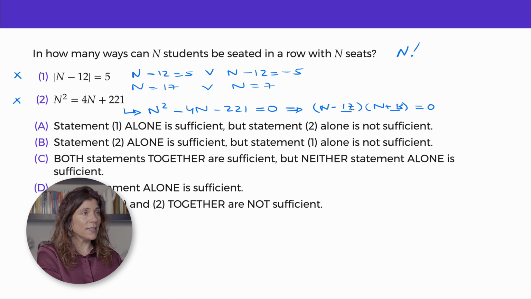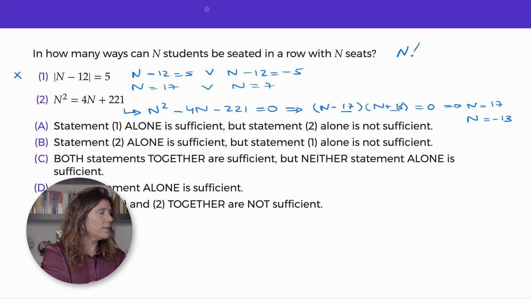So minus 17 times 13 is going to give us minus 221, and those two numbers added give us minus 4. So now we know that n is going to give us 17 or n is minus 13. But you cannot have minus 13 students, right? Once you enforce the integer and positive constraint, only 17 remains. That gives a single value of n and a single number of seating arrangements. So statement 2 is in fact sufficient, and your answer choice would be B and not C.